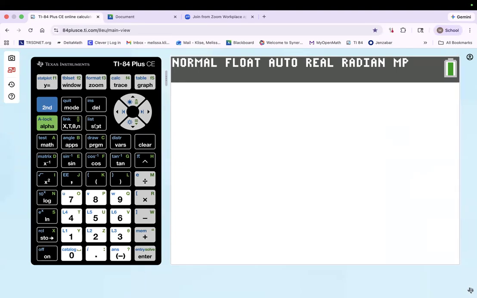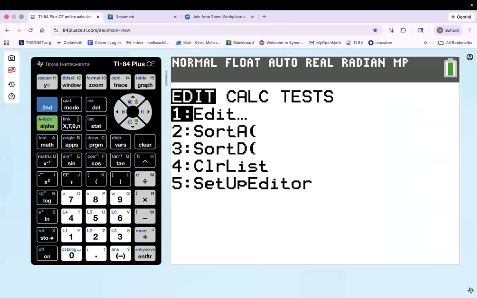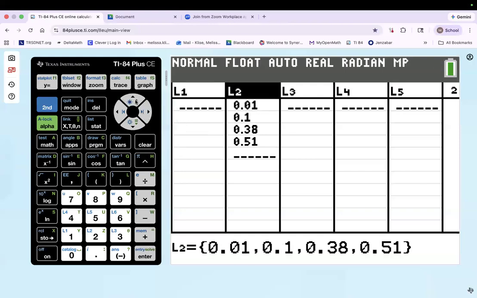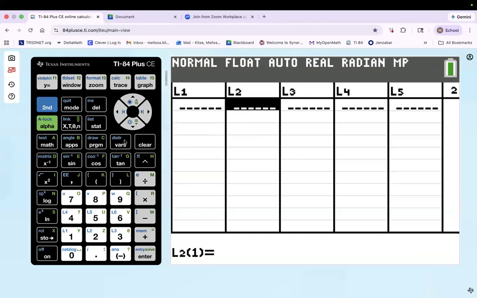Okay, so stat edit gives me my list one. I've got stuff in here, so I'm going to clear it out. Do not delete, hit clear. Been a while since we've used one variable statistics. All right, so I'm going to put these in here. Feel free to follow along or use your own list that you have printed out.